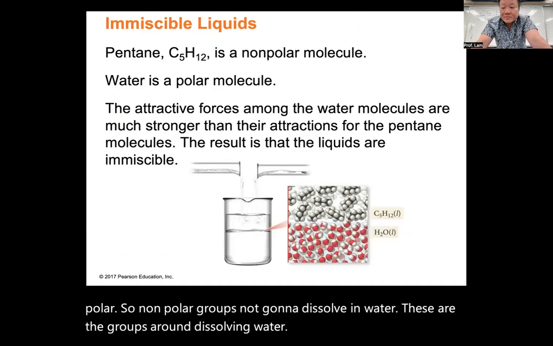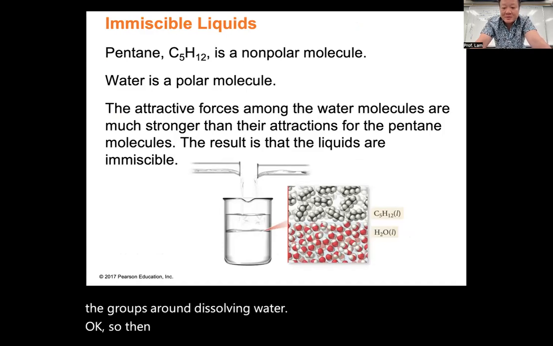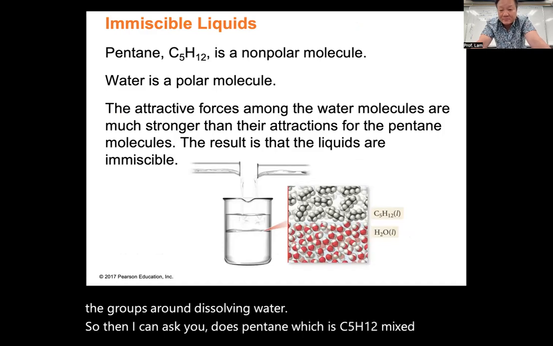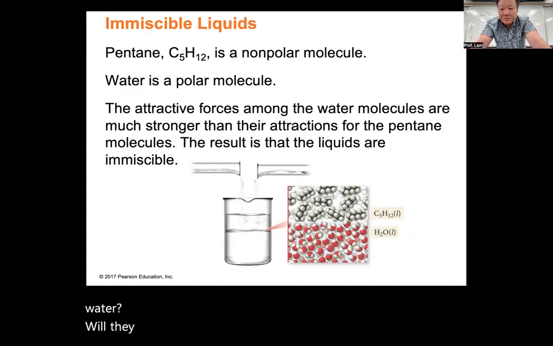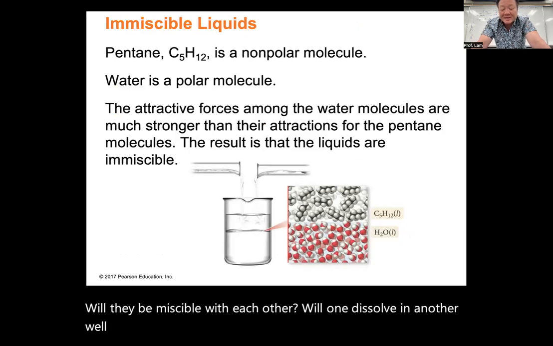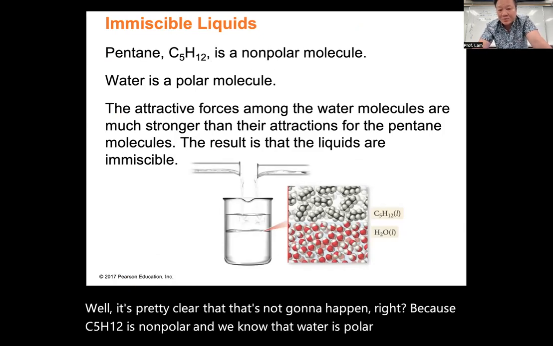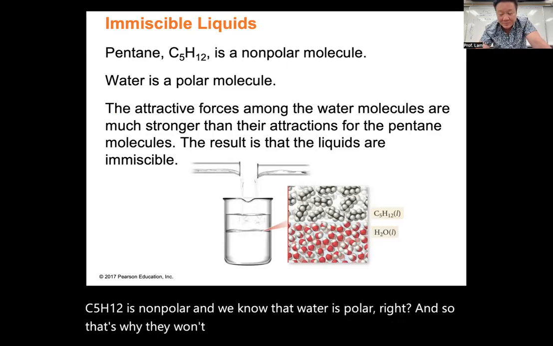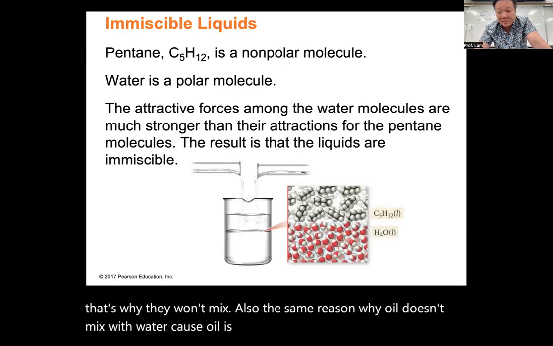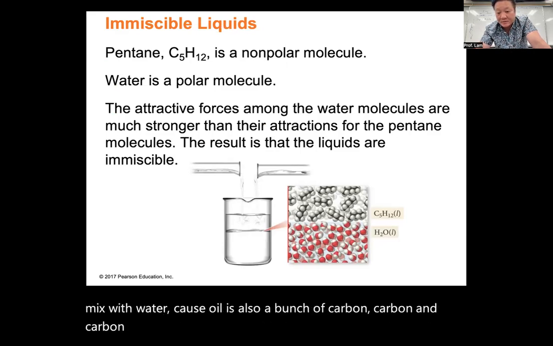Okay, so then I can ask you, does pentane, which is C5H12, mix with water? Will they be miscible with each other? Will one dissolve in another? Well, it's pretty clear that that's not going to happen, right? Because C5H12 is nonpolar, and we know that water is polar, right? And so that's why they won't mix. Also, the same reason why oil doesn't mix with water, because oil is also a bunch of carbon-carbon and carbon-hydrogen bonds.